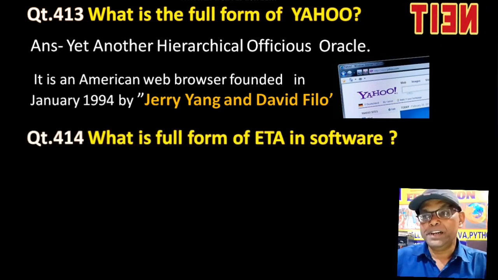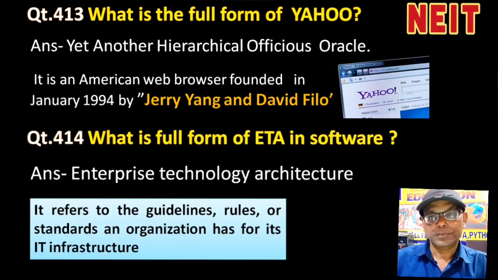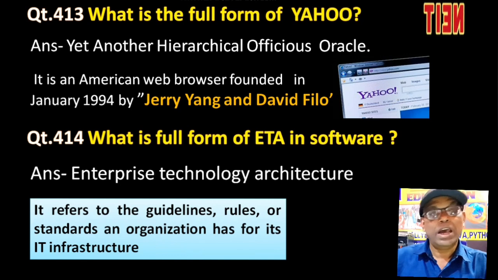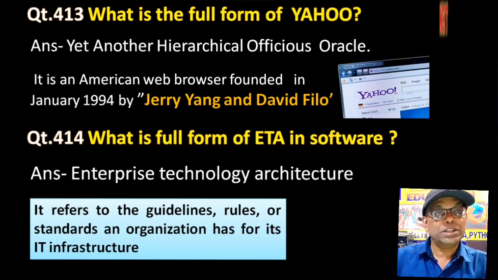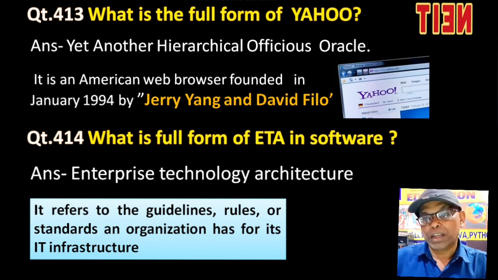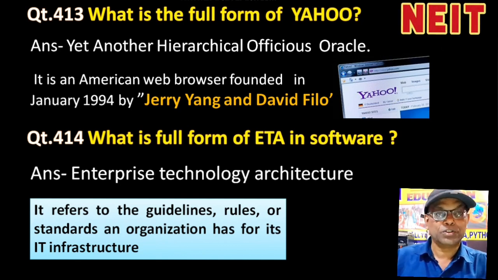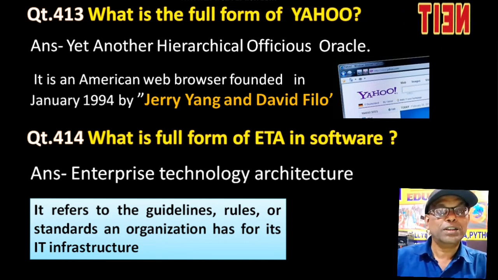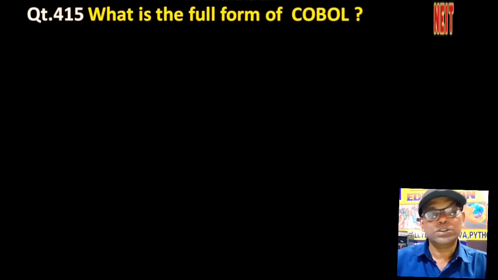What is the full form of ETA in software? Enterprise Technology Architecture. What is that? It refers to the guidelines, rules or standards an organization has for its IT infrastructure. This is called ETA, Enterprise Technology Architecture.